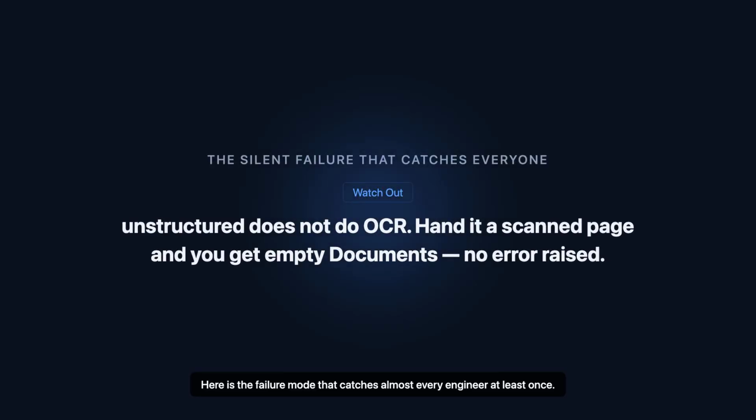Here is the failure mode that catches almost every engineer at least once. Think of Unstructured as a brilliant editor. Hand it a well-typed manuscript, and it will break it into chapters, headings, and footnotes beautifully. But hand it a photograph of a 1970s field notebook, and it just stares. It does not do OCR out of the box. You will get empty documents back. No exception, no warning. Your pipeline will look healthy. Your retrieval will quietly fail.